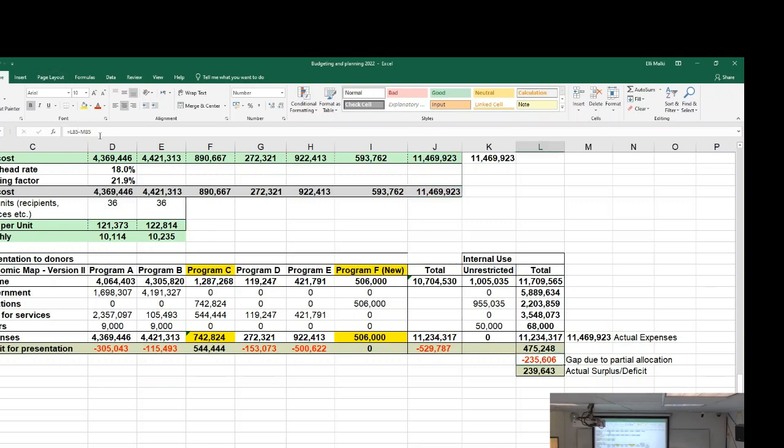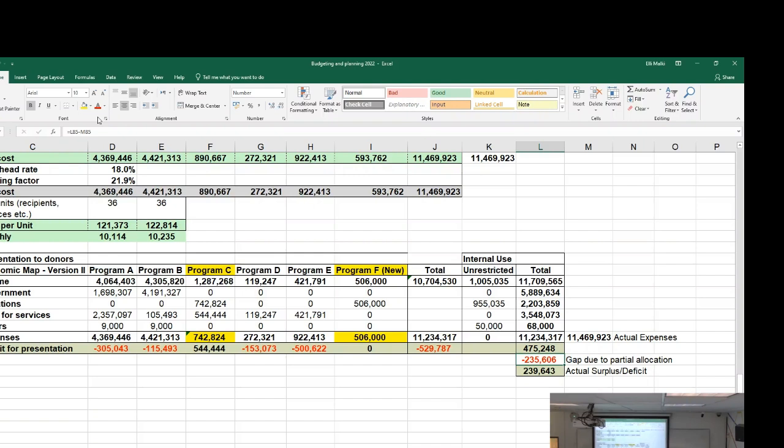Gap due to partial allocation is the difference between my actual expenses and the expenses that are the result of my presentation to donors, which includes the two restrictions. Okay? And therefore, when I look at the surplus, which is the result of my income minus the expenses that I show to donors, the surplus is 475. My actual surplus is much lower, 239. And again, the difference is exactly this gap.